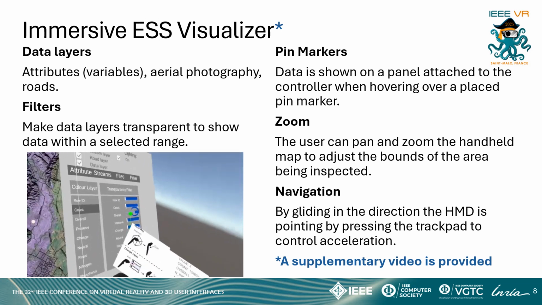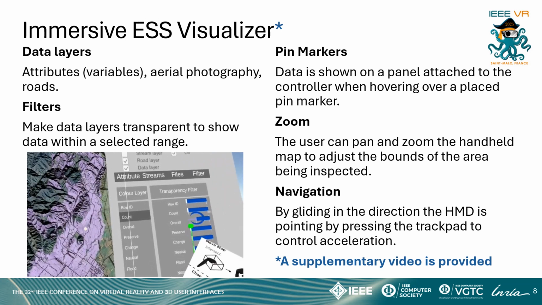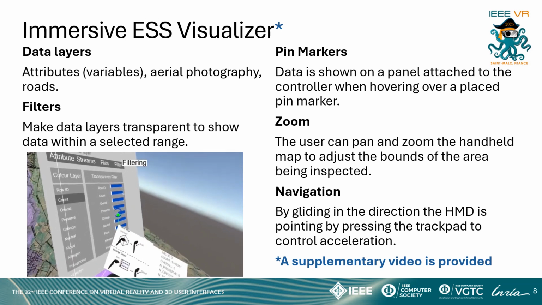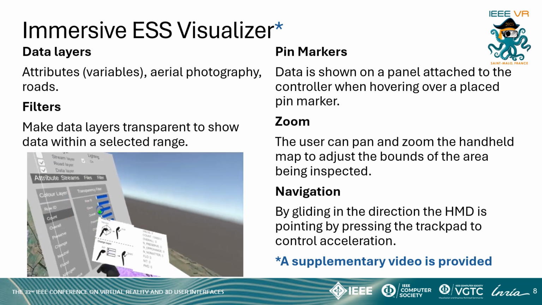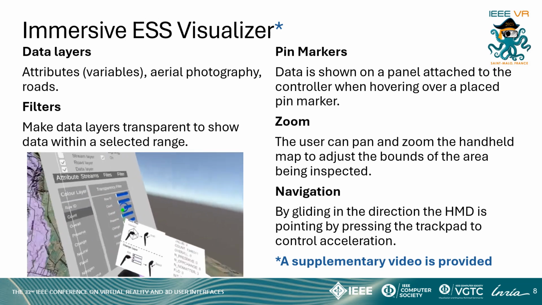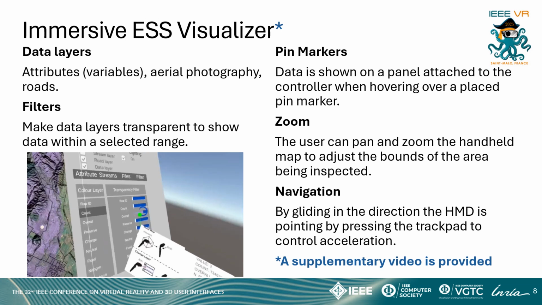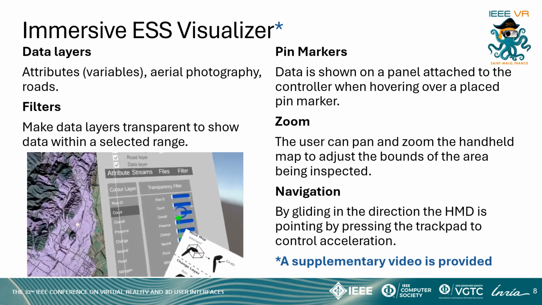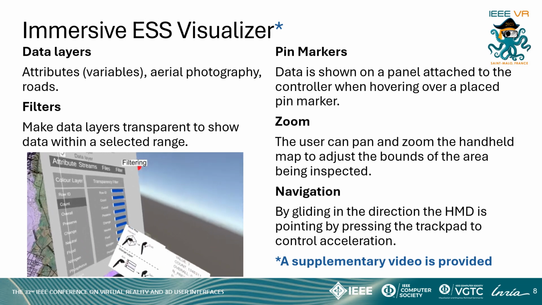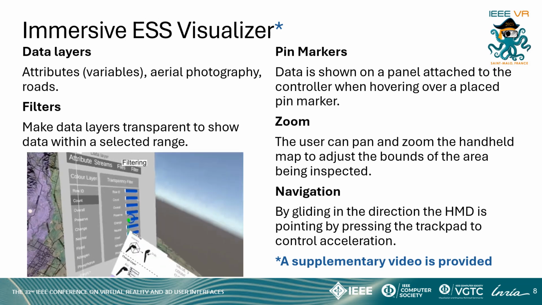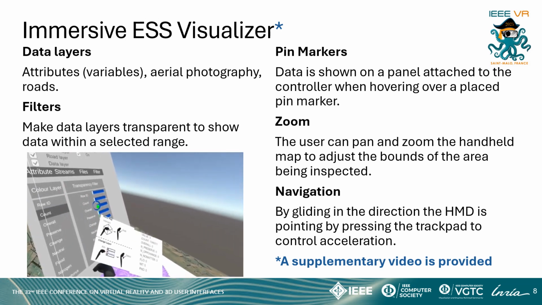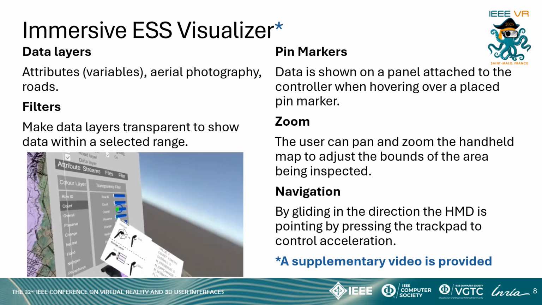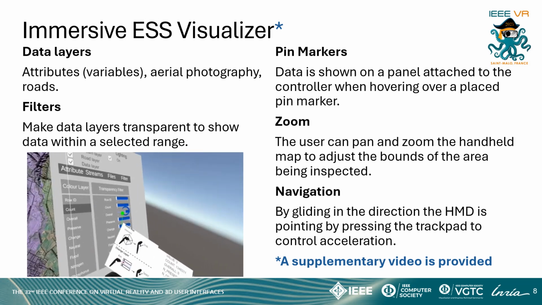Pin markers could be placed on the handheld map with a laser pointer by pressing the trigger button. Hovering over the marker allowed numerical values to be visualized on a panel. The zoom buttons allow the user to zoom in and out. The visualization can be panned with the laser pointer. The user can navigate around the scenario map by gliding in the direction that the headset is pointing. The trackpad controls the speed of their movement.